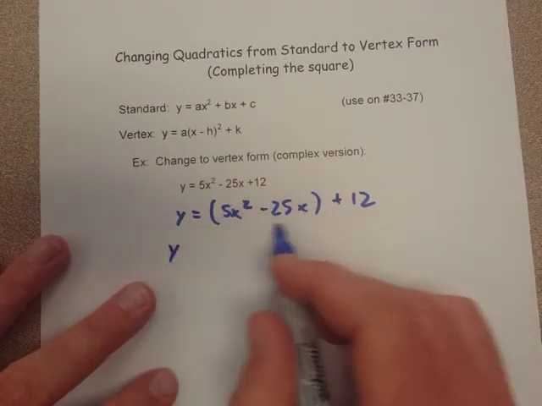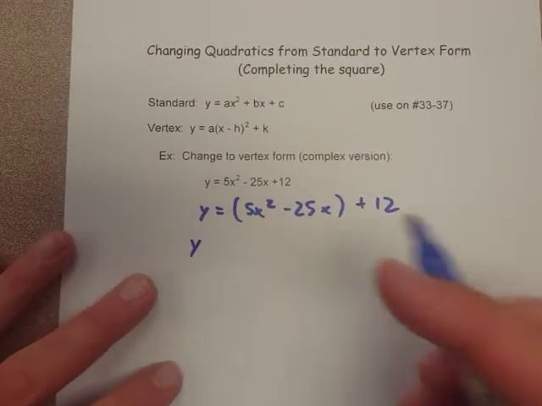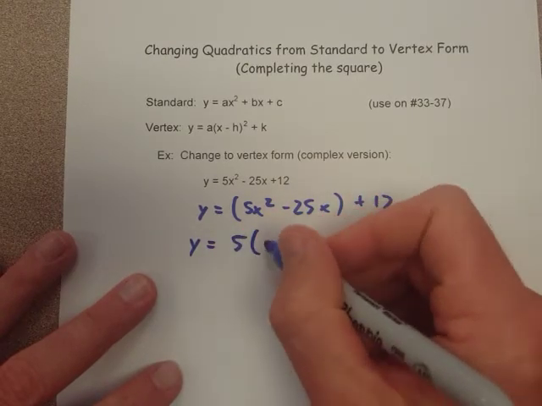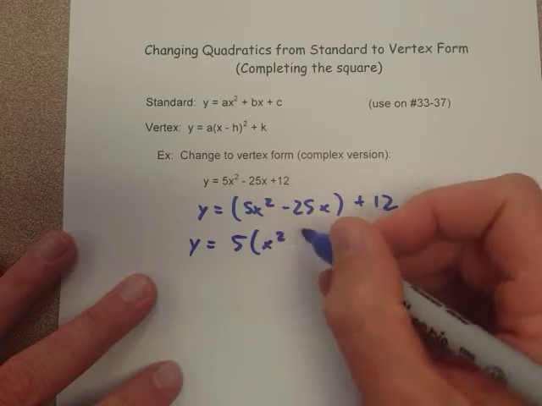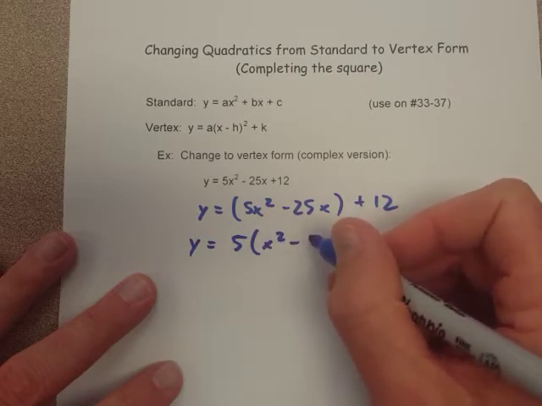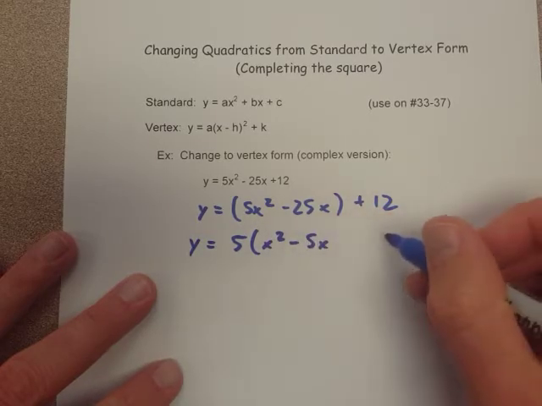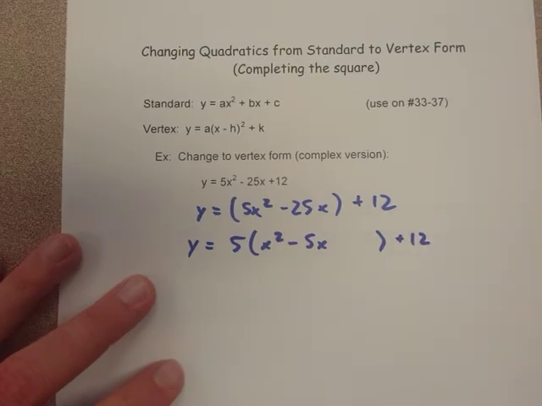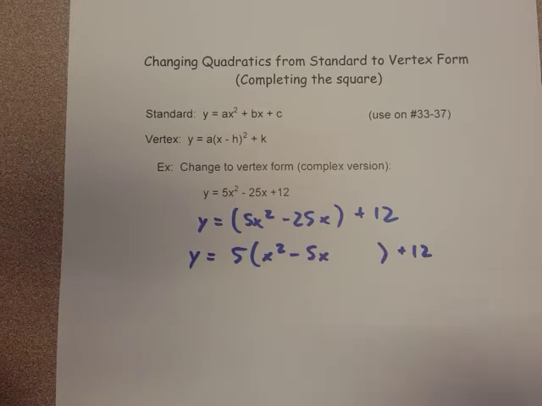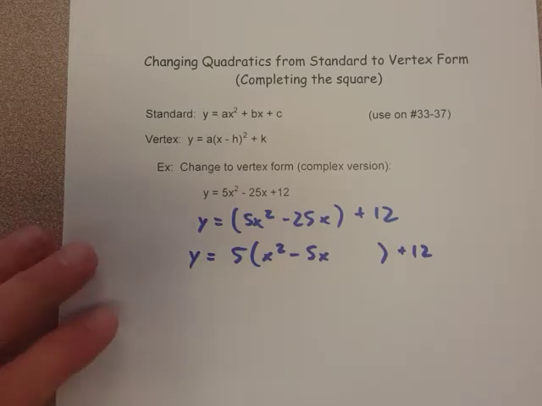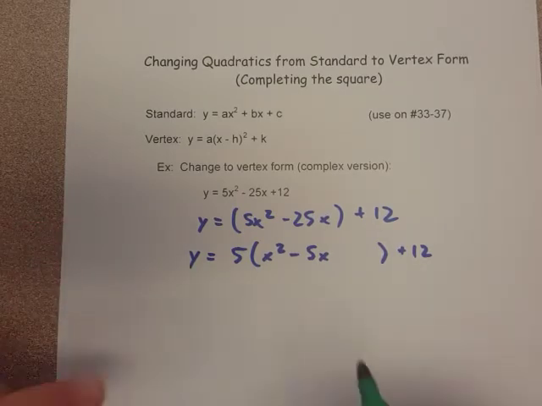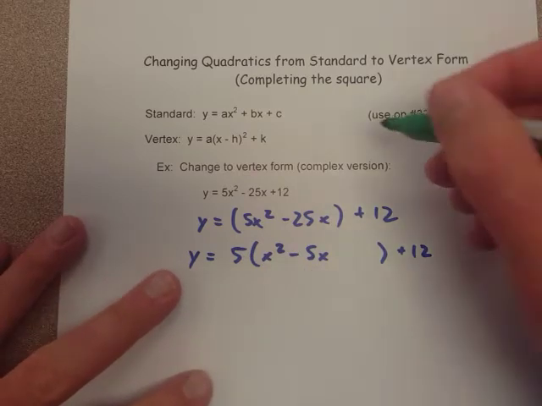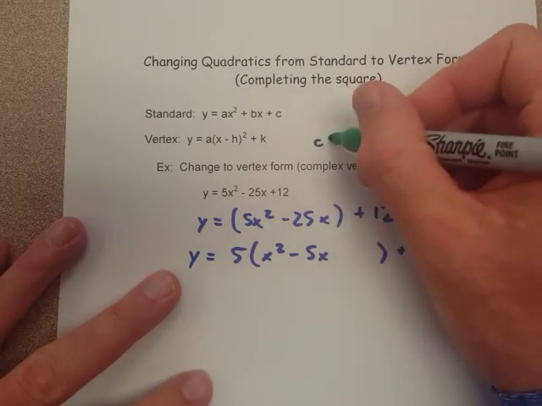Once you have this in parentheses, let's factor out the 5 from there, get it out of the way, and we're going to leave inside x squared minus 5x, and leave a little empty space there. That plus 12 is still going to be sitting around out here. All right, now that that's taken care of, what we're going to do is complete the square inside this, just like we did before. And so that's our little C formula.